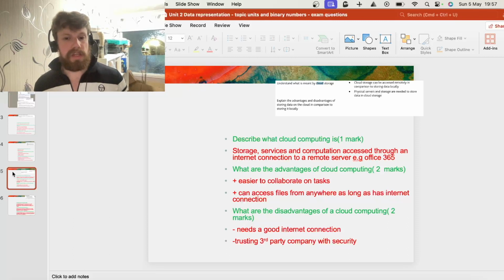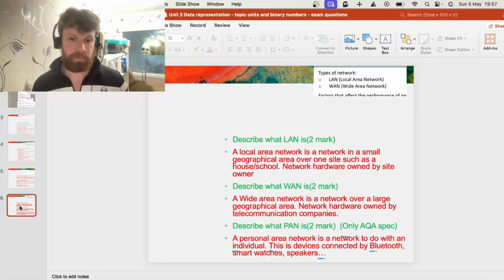Trusting third-party company with your security. So you are trusting that Microsoft and these big companies are going to be doing their due diligence with trying to make sure that your data is safe. So you aren't in control of that, and sometimes that could be a disadvantage.